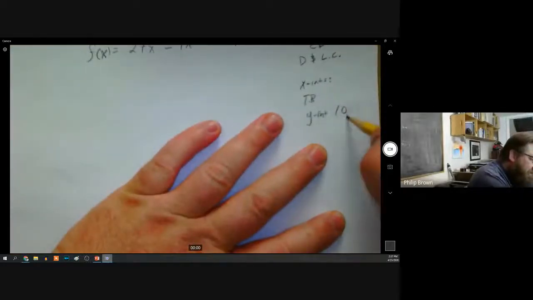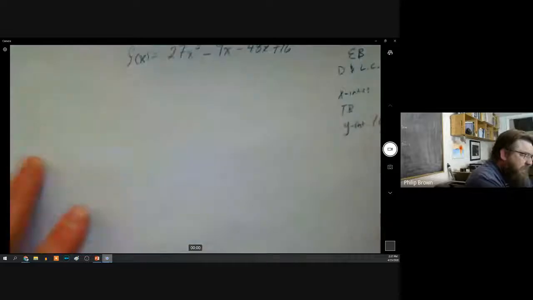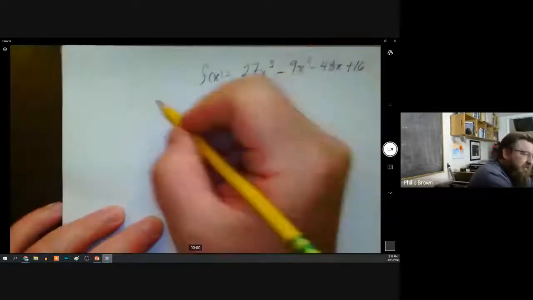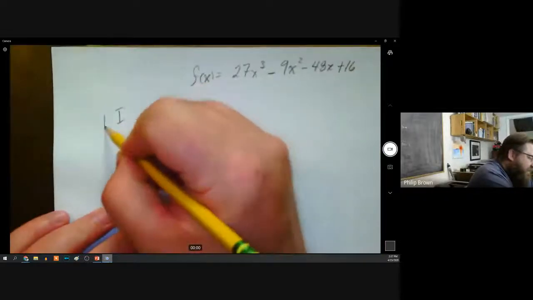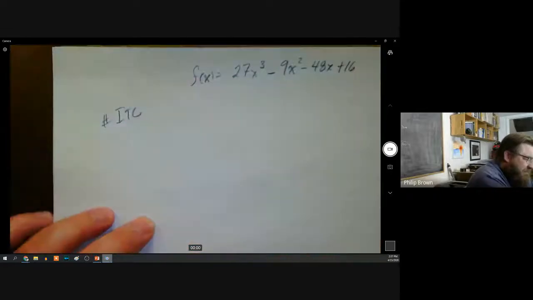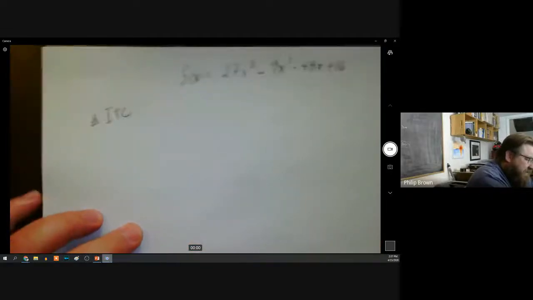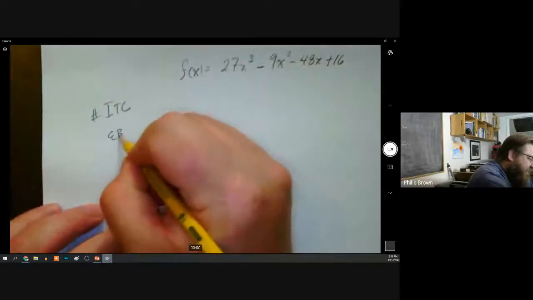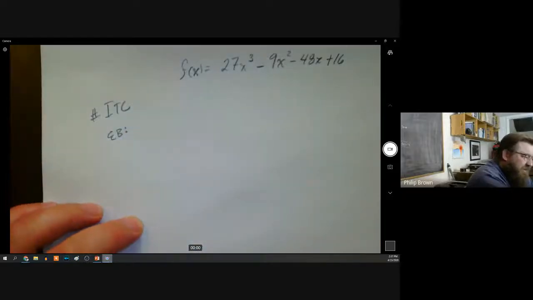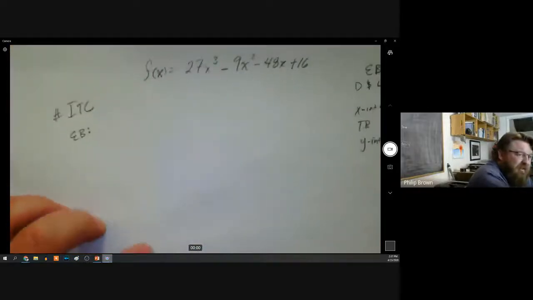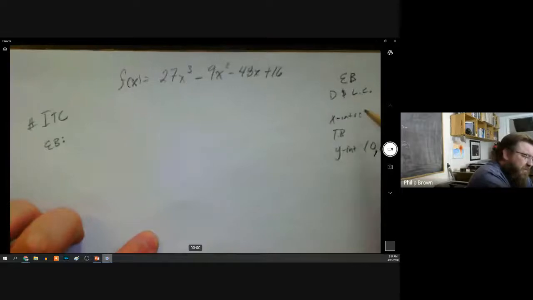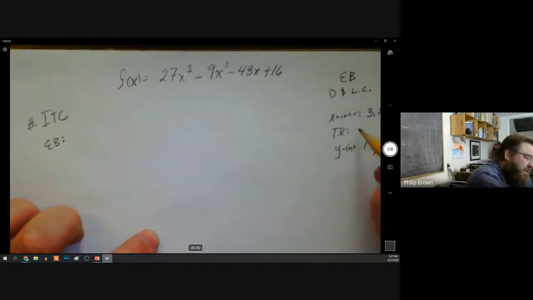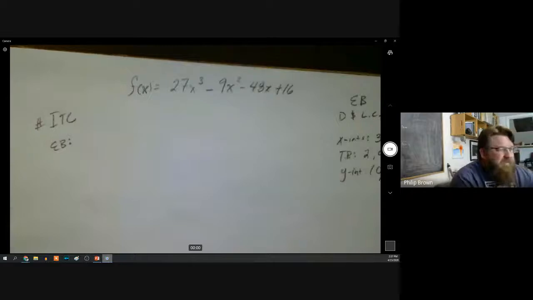0, 16. Here's what I want you to do. In the chat room, I want you guys to figure out the end behavior. And the number of x-intercepts is going to be 3, 2, or 1. Turning points, let's see, it's cubic again. So turning points could be 2 or none.